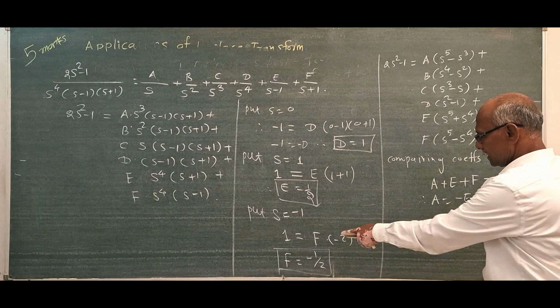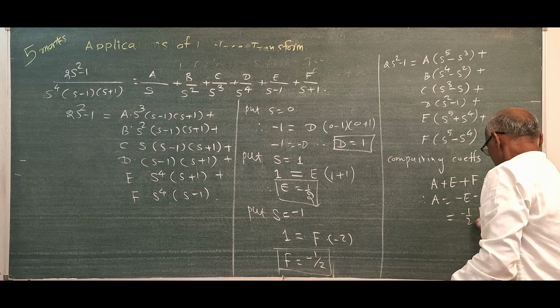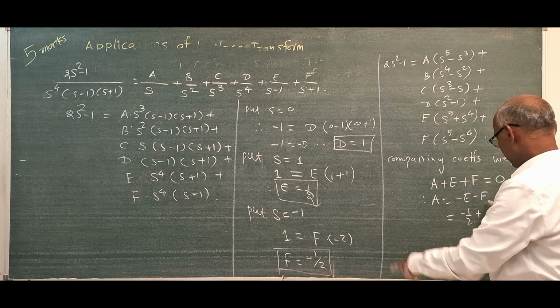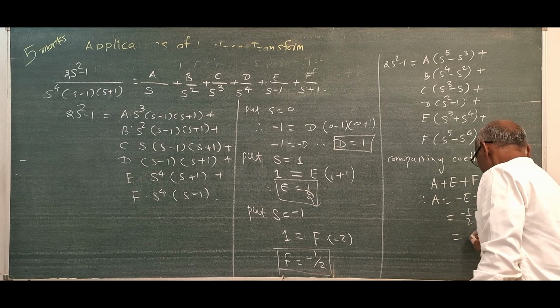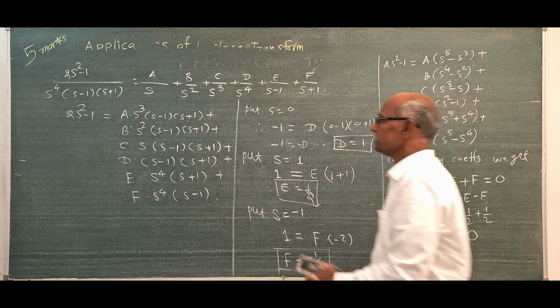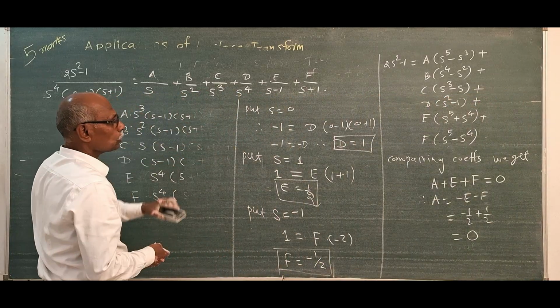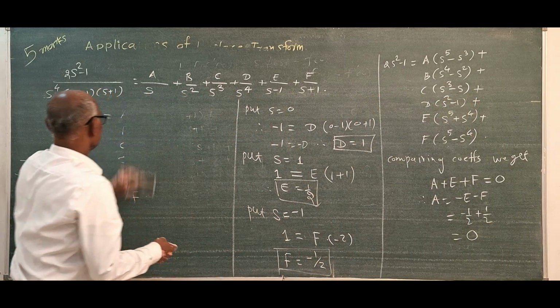That is, E is half, it will cancel, and you are getting 0. So A is 0. So let me erase this thing.